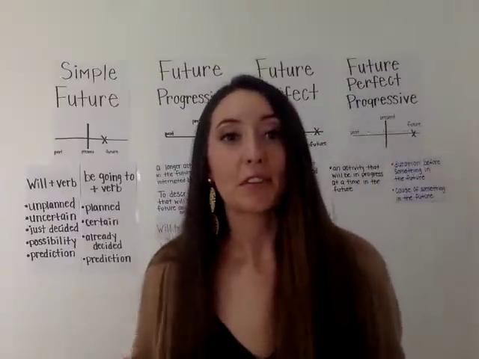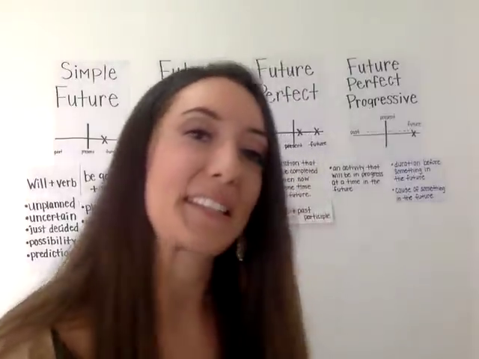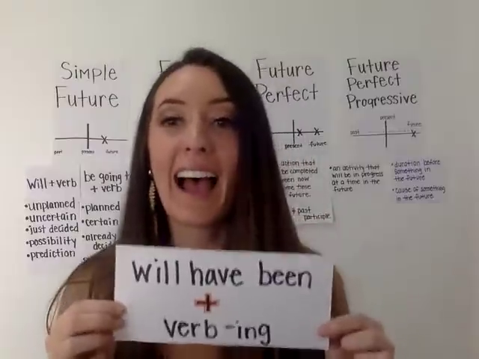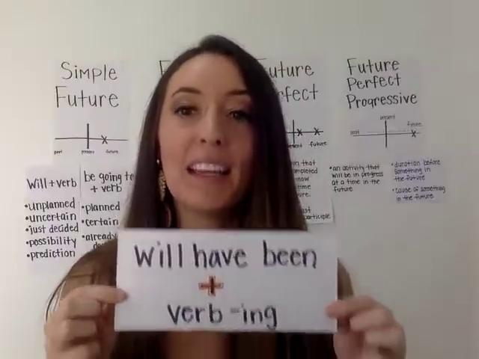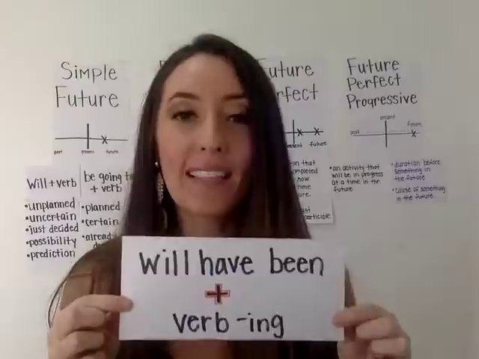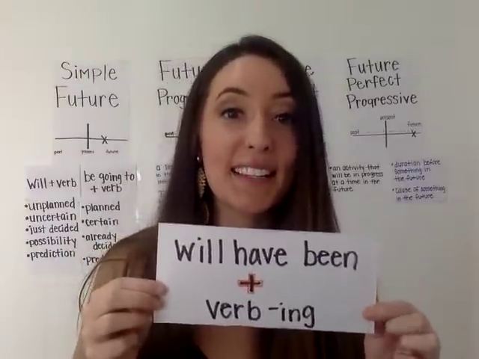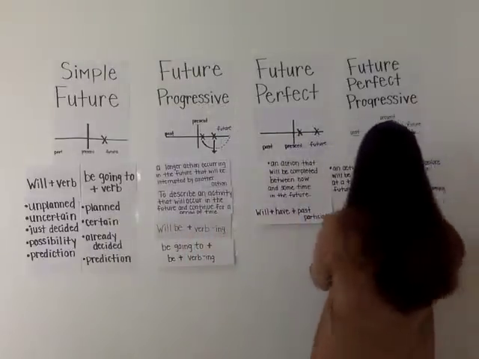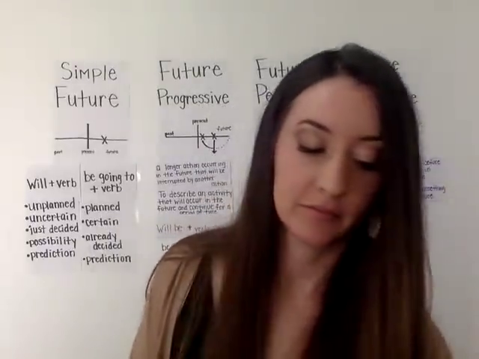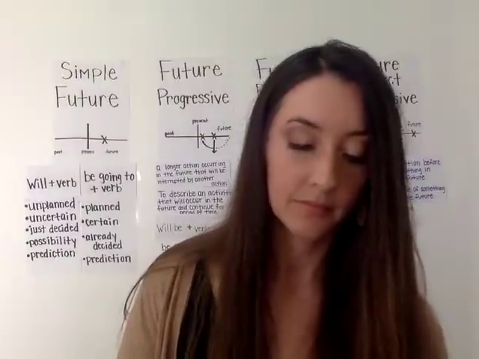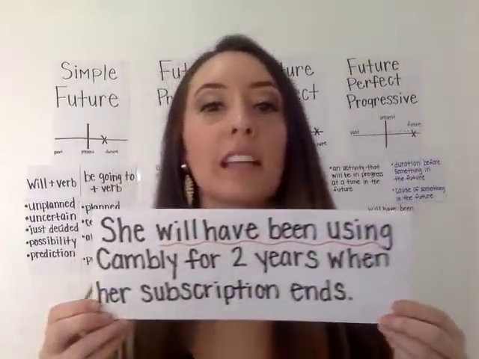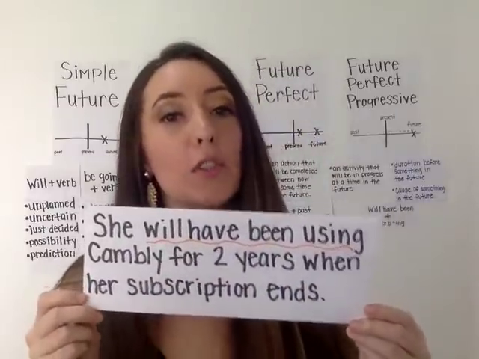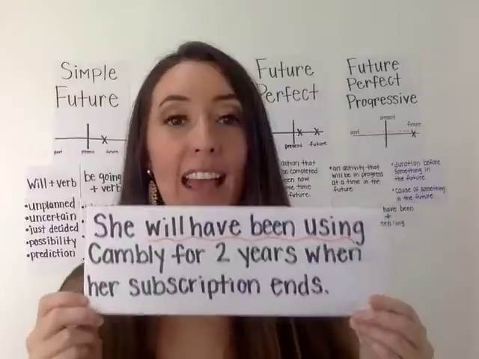So how do we make a future perfect progressive sentence? It's a little longer. We use will have been plus the verb ending in ing. For example, she will have been using Cambly for 2 years when her subscription ends.